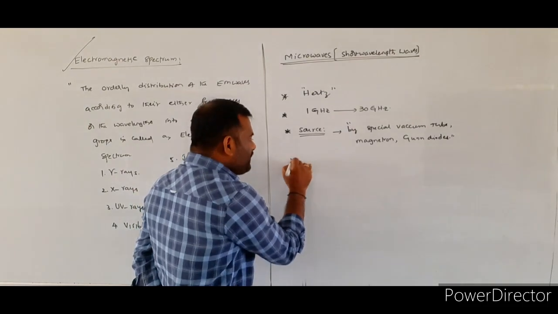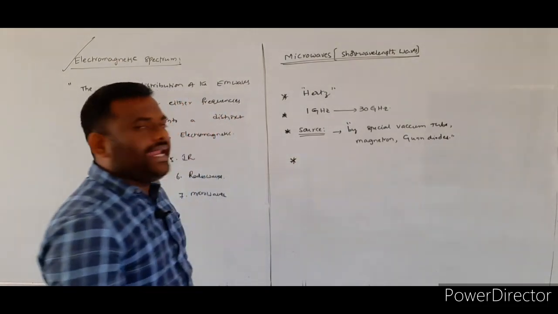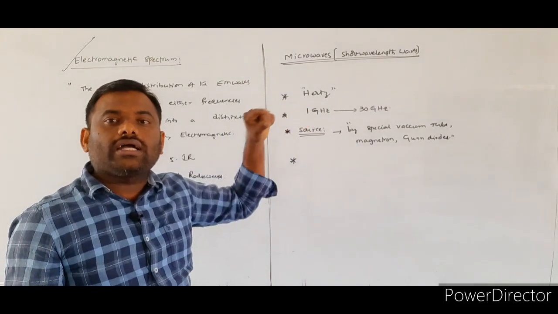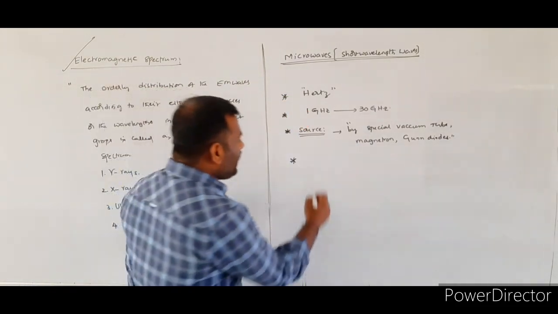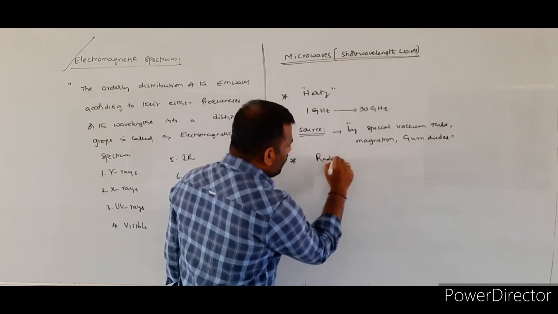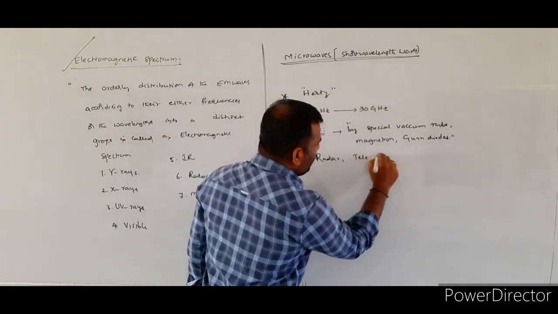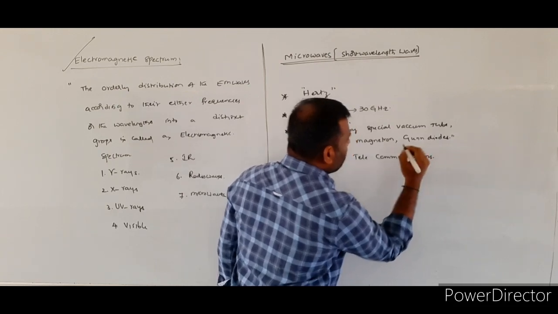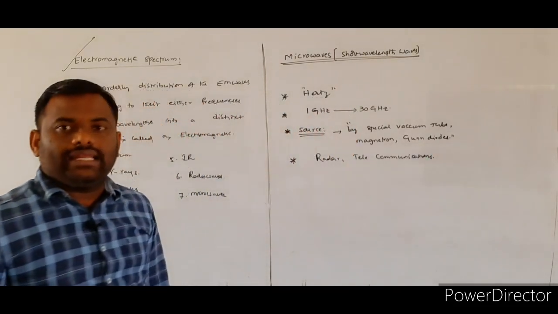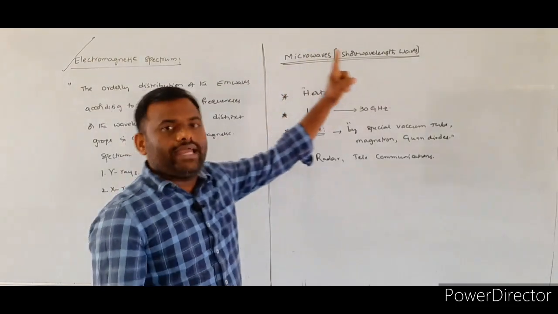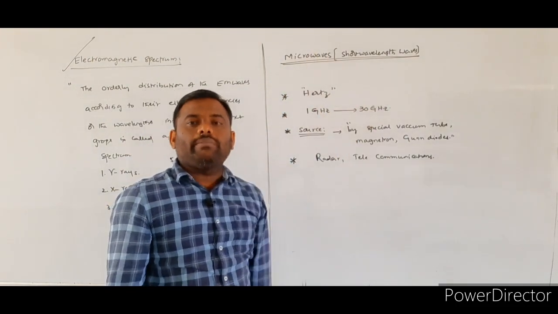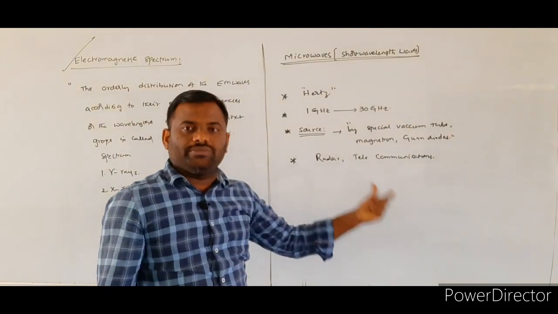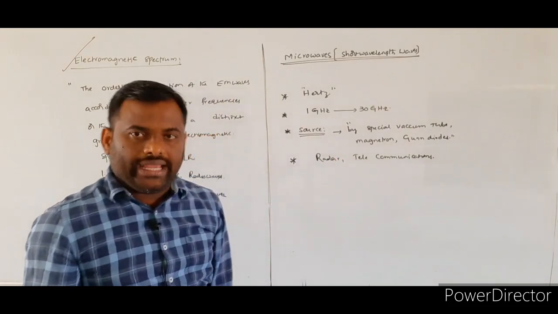And for which purpose are we using these microwaves? Mainly these microwaves are used for communication purposes. In radar and telecommunication, mainly we are using these microwaves. The main purpose of the microwaves is radar and telecommunication.